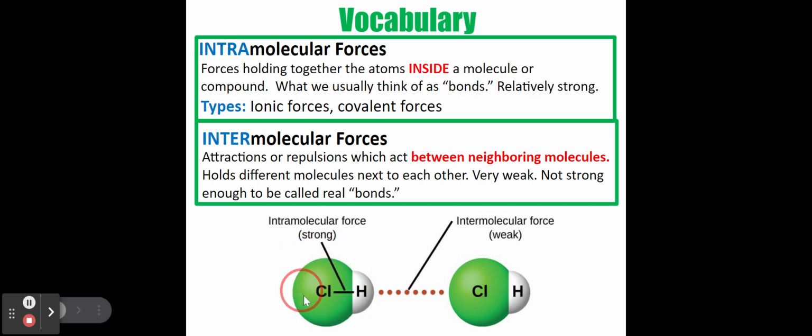So that would make this a polar molecule, because it only has one bond, and the bond is polar, so therefore the molecule is polar. That means that hydrogen has a partial positive charge on it, and the chlorine has a partial negative charge. And so if this hydrogen on this molecule is partially positive, and the chlorine on this molecule is partially negative, and we know that opposites attract, then the negative chlorine on this molecule will be attracted to the positive hydrogen on this one, and that's what creates the intermolecular force.